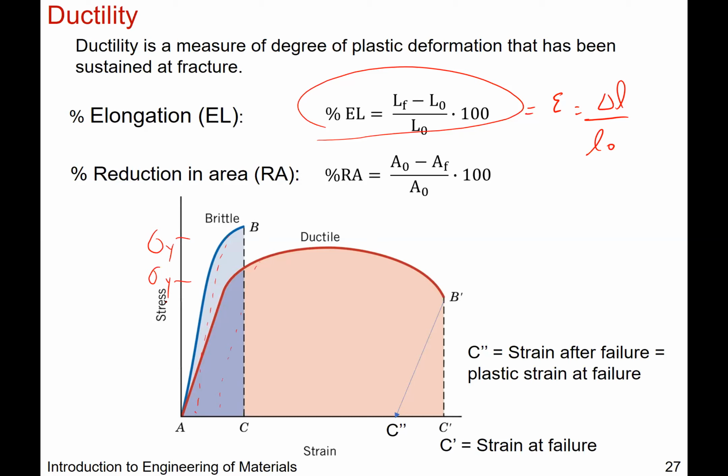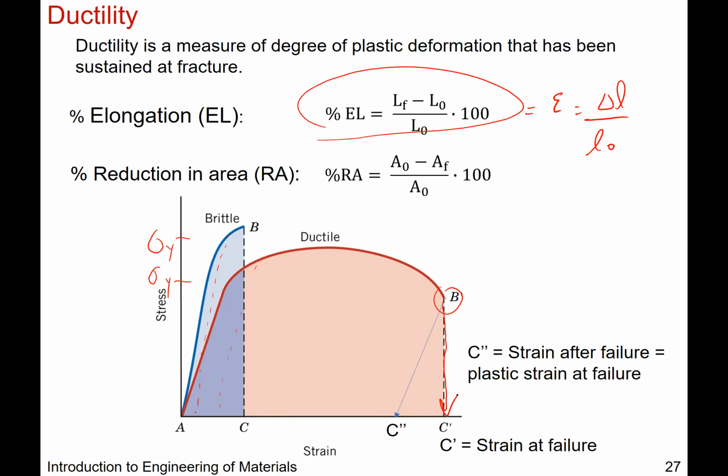There are two distinguishing features when we talk about ductility. When we talk about the strain, we're talking about the point of fracture, where we can read the value by just drawing a straight line down and reading this strain value. I call this C prime in this particular plot. So that's your strain at failure.